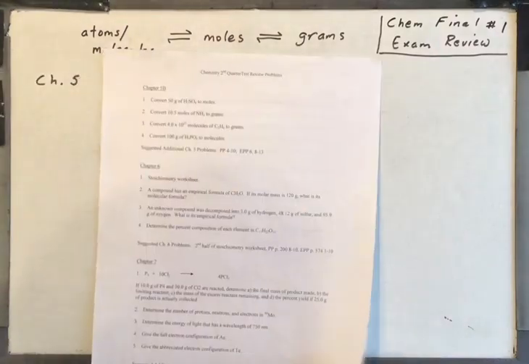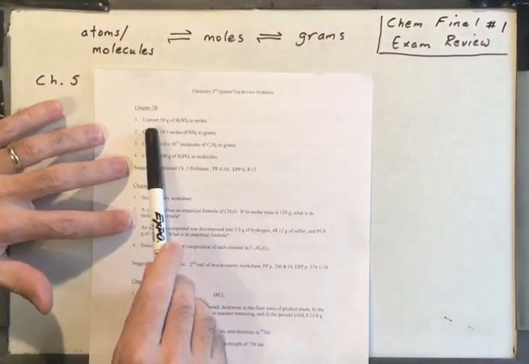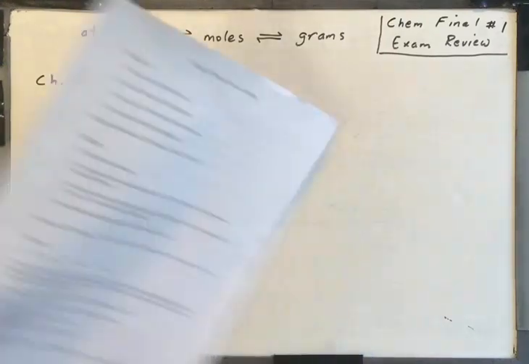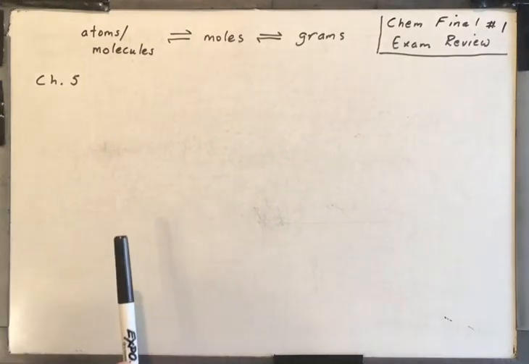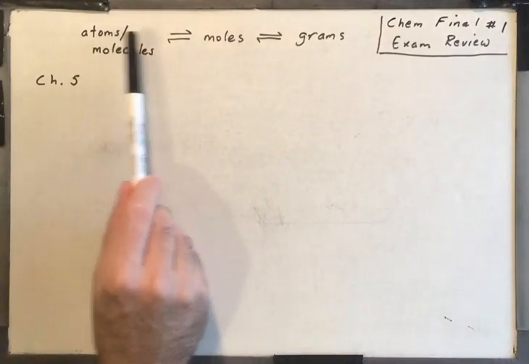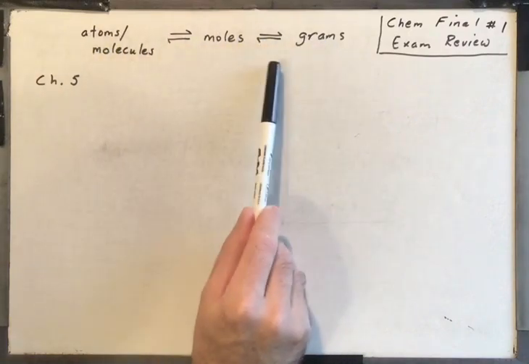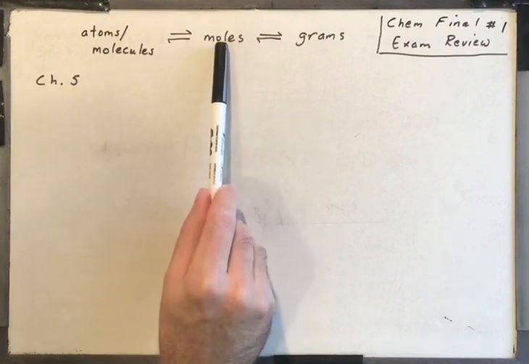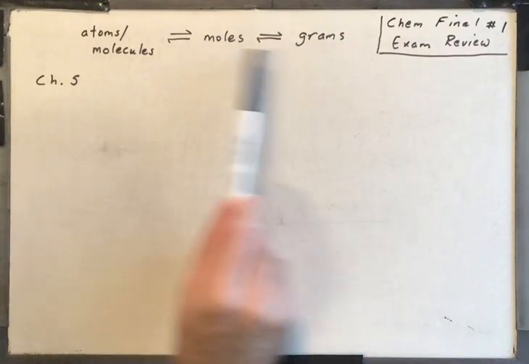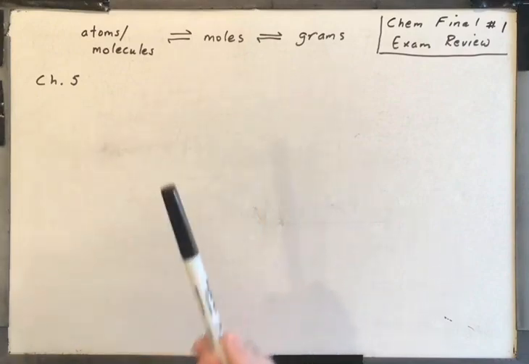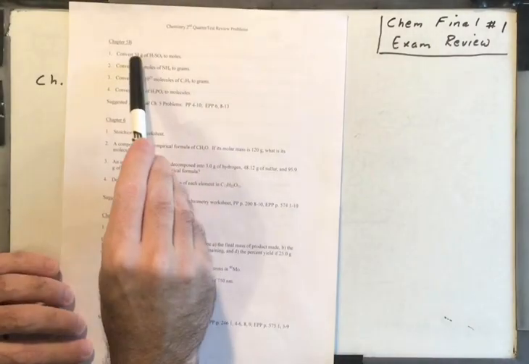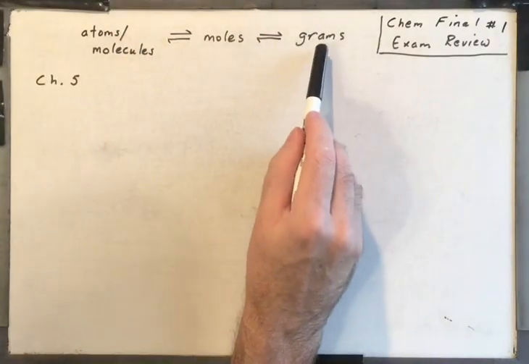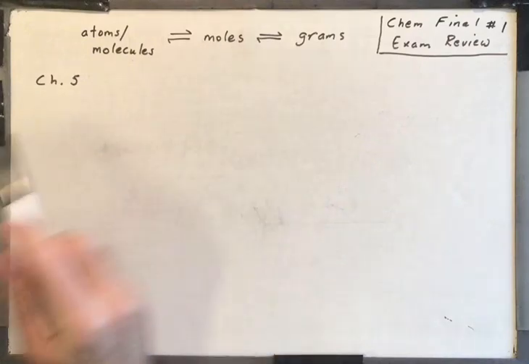All right, let's start with number 1. It says convert 50 grams of H2SO4 to moles. So we're going from grams to moles. Our major equation in the second part of chapter 5 is this equation, and you'll have to have this memorized for the final exam: atoms and molecules to moles to grams. You can go either direction. In number 1, we're converting grams to moles, so we're starting here at grams and going over to moles.